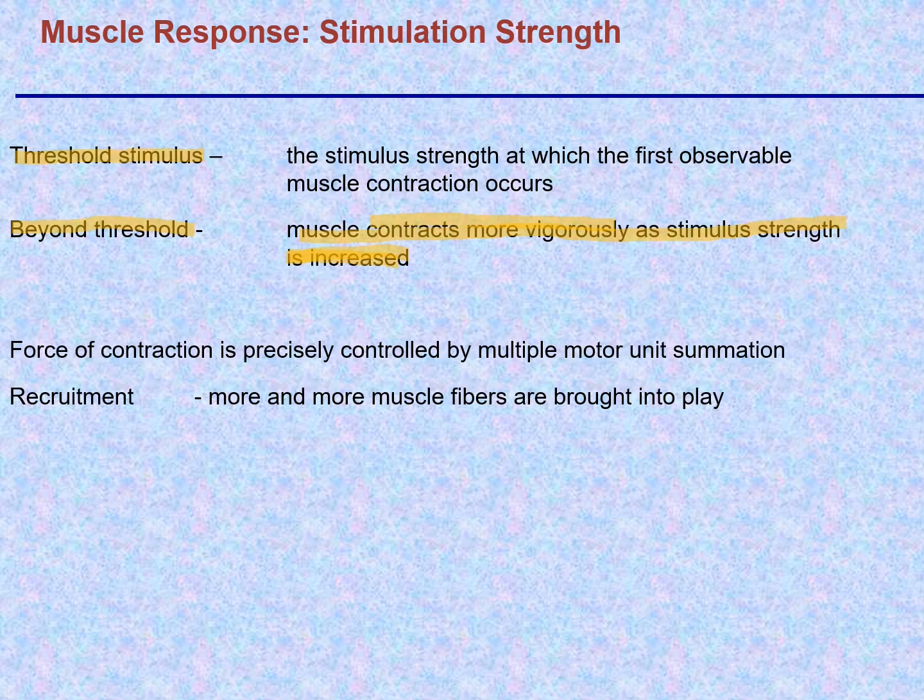If then you're faced with a 1 pound weight, you would not recruit as many motor units. You would not send out as strong a signal to the motor neurons, and therefore the motor units, and you would not recruit as many motor units. So recruitment is very important in precise control of contraction of a muscle.